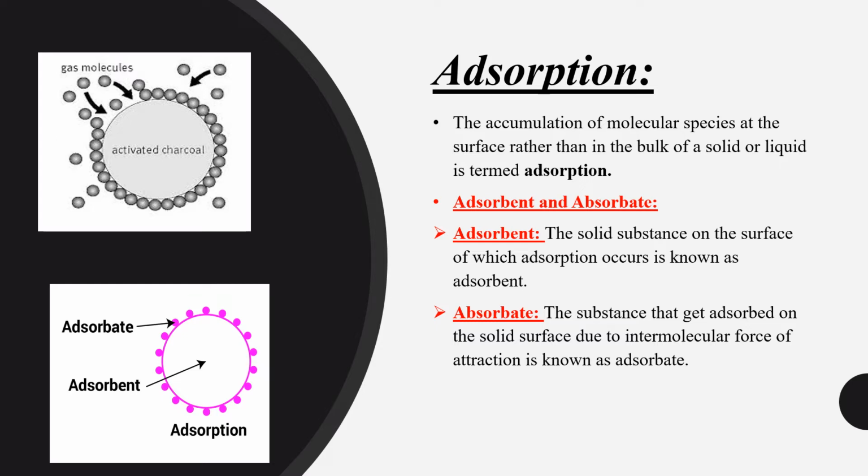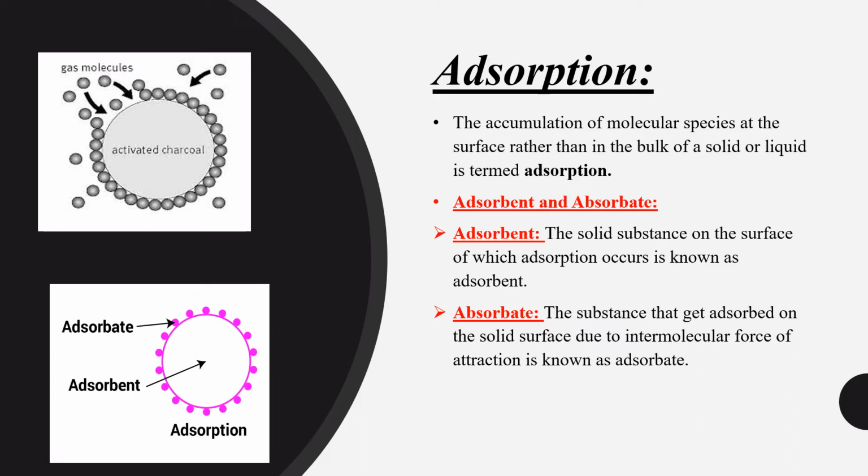Adsorption, the accumulation of molecular species at the surface rather than in the bulk of a solid or liquid, is termed adsorption. You can see in this image, if it is activated charcoal here, the gas molecules are adsorbed on the surface of this activated charcoal. So this type of phenomenon, where the molecular species accumulate on the surface of a solid or a liquid, is known as adsorption.